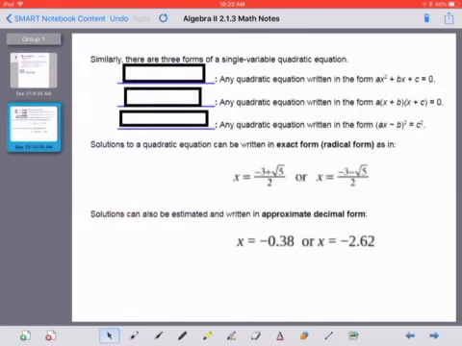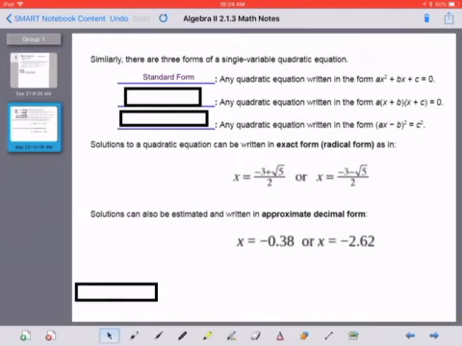Similarly, there are three forms of a single variable quadratic equation. So if we were to plug in 0 for f of x or y, here is how we could solve. The first one is standard form. This is pretty much the same as standard form of graphing. It's ax squared plus bx plus c equals 0.